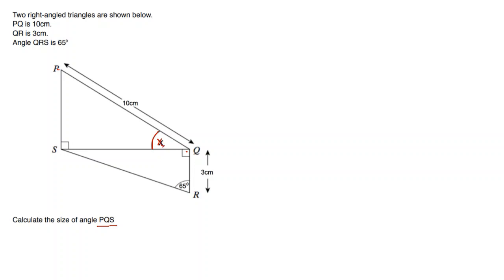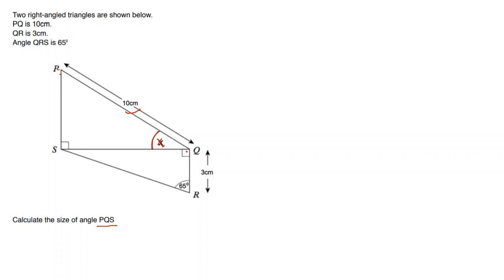Now, we can only think about right angle triangles with the maths you know so far. With triangle PQS, I don't have enough information. I only know this 10 centimetres. I don't know anything else, so I can't do anything with PQS yet. But I can do something with SQR.